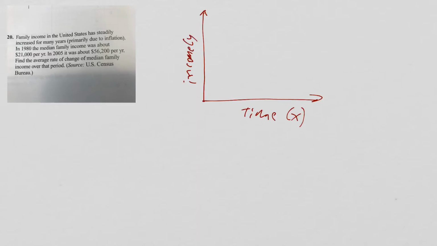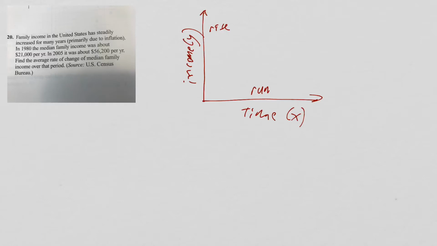Okay, so for number 20, they're talking about income and time. And if you think of an axis, we can call this the time axis. This would be our x-axis. And this would be our income. That's the y-axis. And so this is our rise, and this is our run.